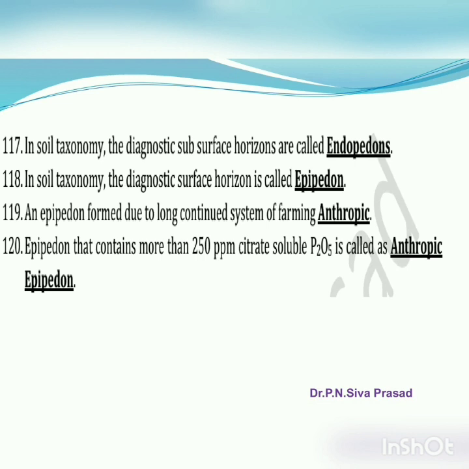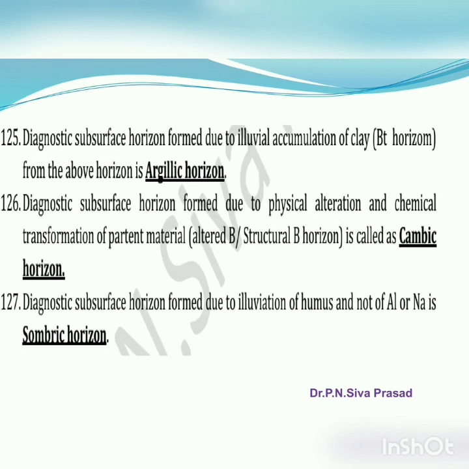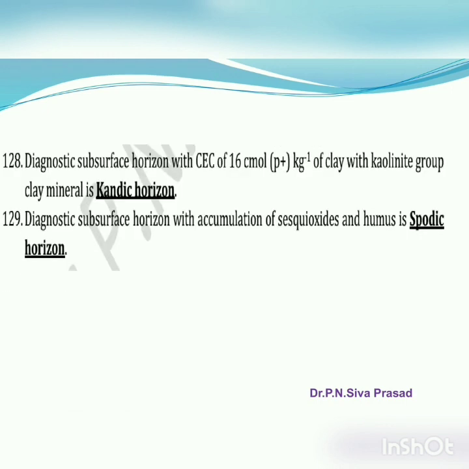Subsurface horizons are called endopedons and surface horizons are called epipedons. There are 9 epipedons and 19 endopedons. If base saturation is greater than 50%, then it is called mollic epipedon. If horizon is formed by illuviation of humus, not due to aluminum or sodium, then it is called sombric horizon. If accumulation of sesquioxides and humus are present, then it is called spodic horizon. Spodic horizon is an endopedon.